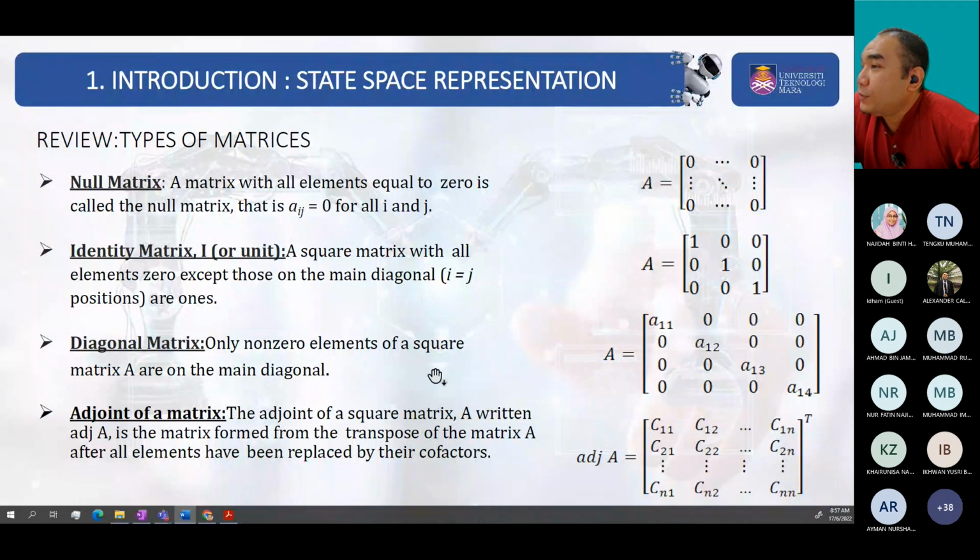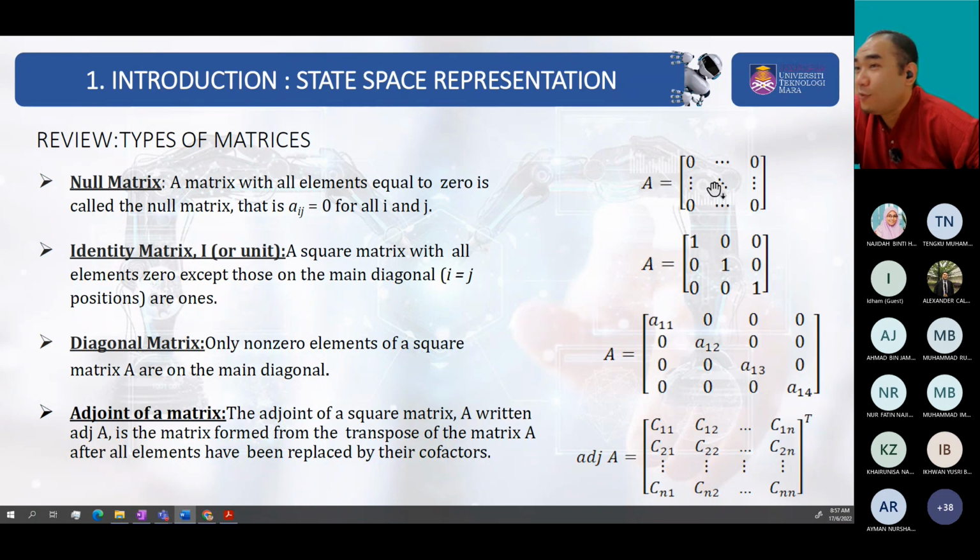Another type of matrix, we got the null matrix. Okay, null matrix to imply that all the elements inside this matrix are simply equal to 0. Zero matrix lah ataupun null matrix. A matrix with all elements equal to 0 is called the null matrix. That is all components i and j sama dengan kosong. Kamu ada matrix of zeros and then semua dalam tu adalah kosong.